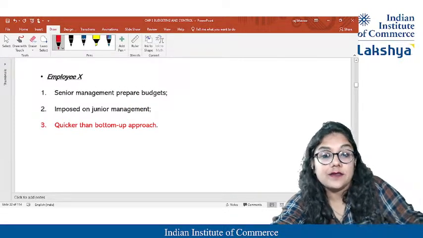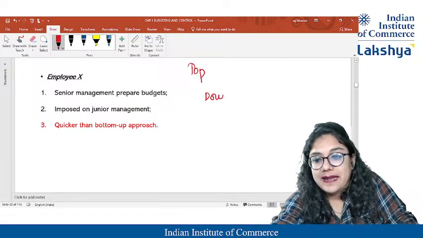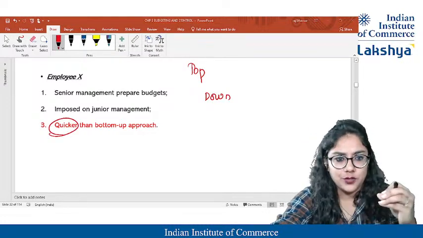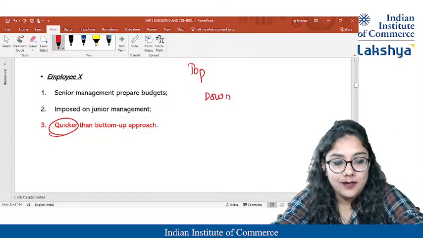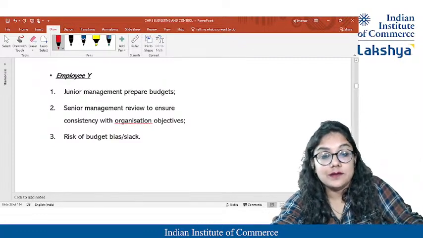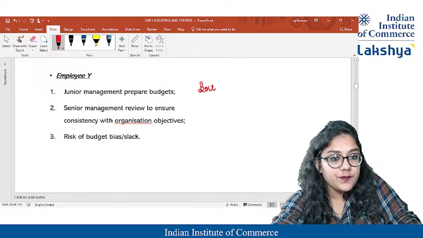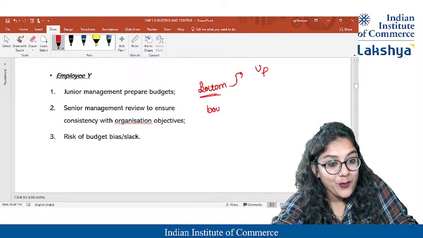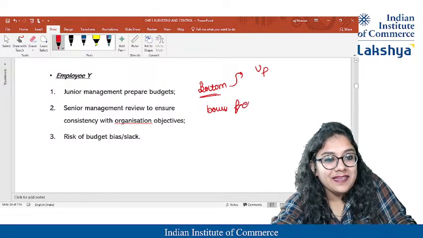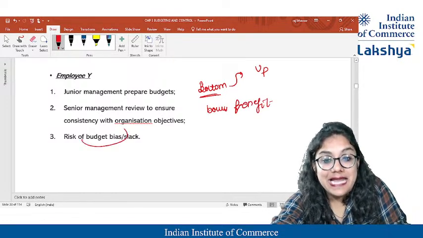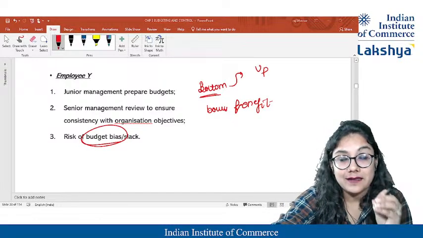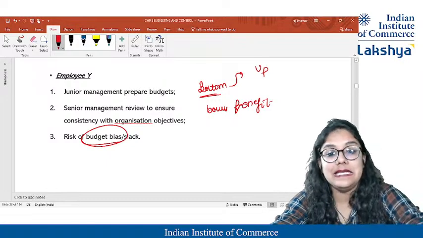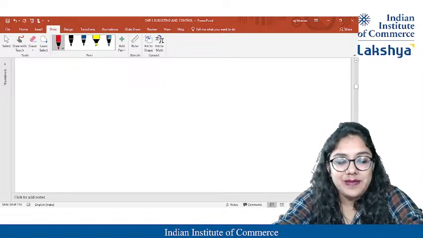For X, when it is top down, it is very quick because we don't have to ask two or three people. It's just that top management thought, and it's done. But when it is the bottom up approach, it is time consuming, and the bottom people, just for their own bonus benefits, may build in some budgetary slack. They will intentionally put up a low budget so that it is easily achievable. Maybe, maybe not.